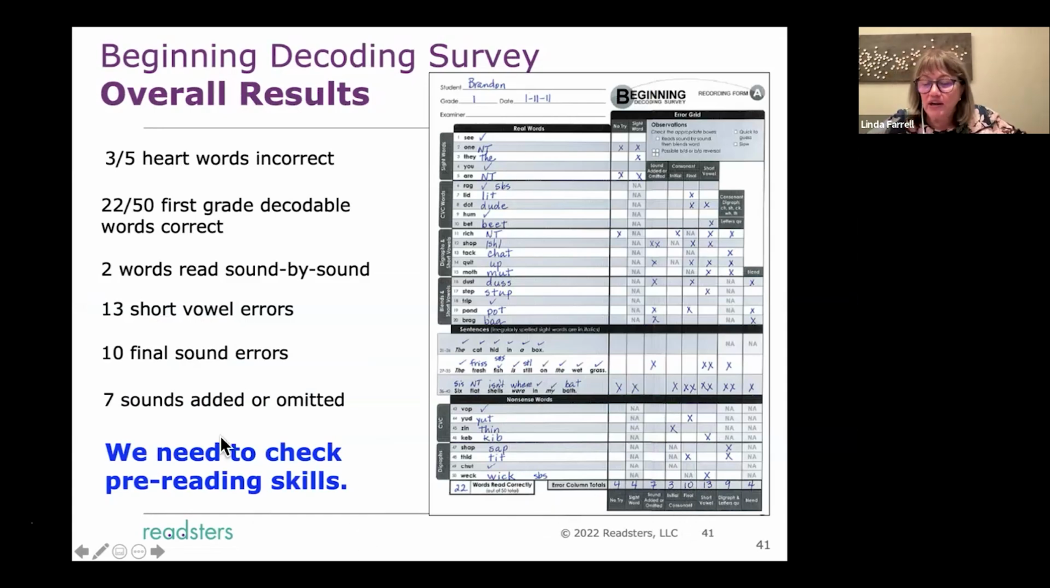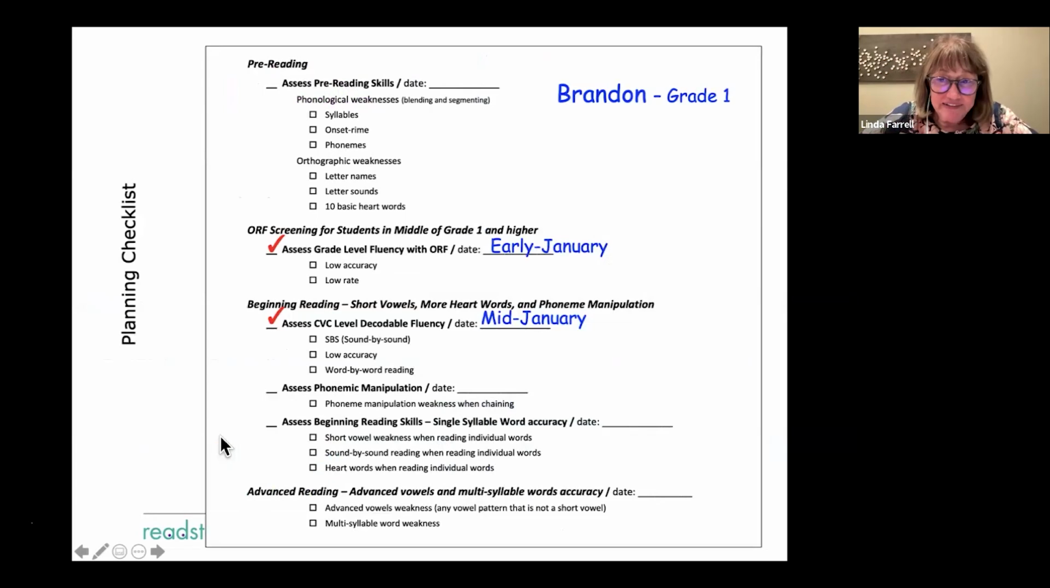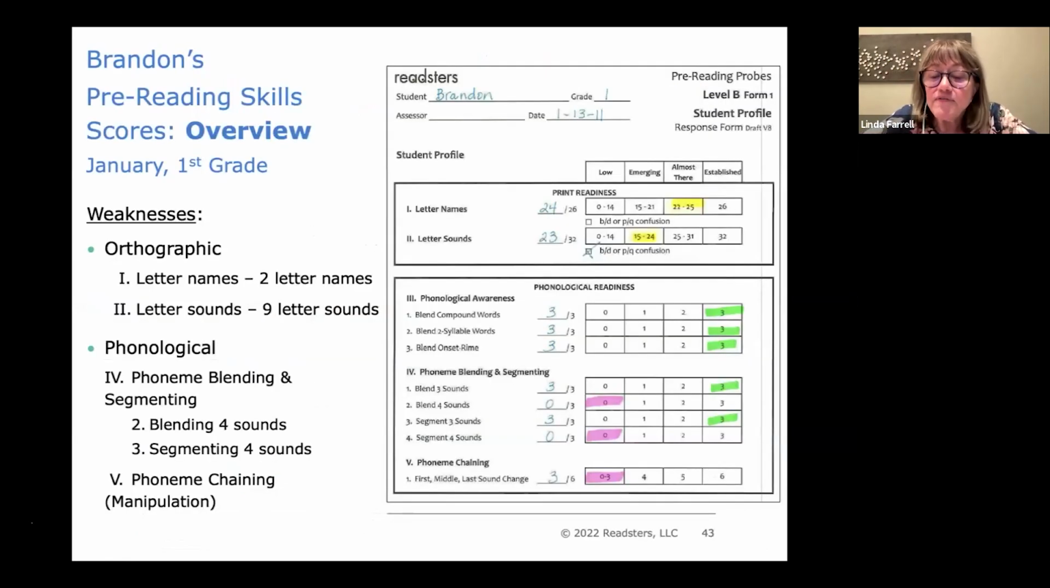So we went and did a pre-reading skill. He had sound by sound reading with low accuracy. We didn't have word by word reading because he couldn't read well enough. So now we're going to give him the phonological awareness assessment. We're going to find out about his phonological awareness, and here's what we learned about it.